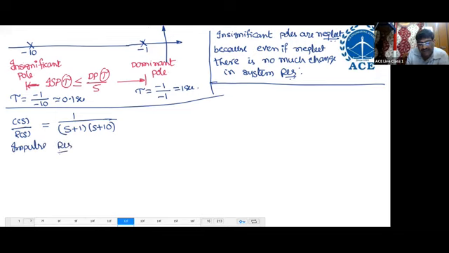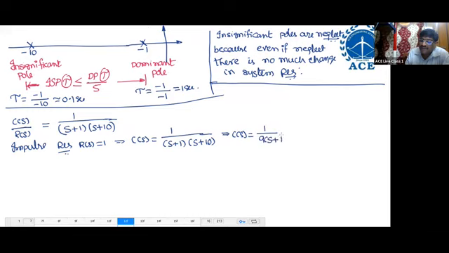Impulse response. So that means R of S is 1. Then C of S becomes what? C of S equal to 1 by (S plus 1)(S plus 5). Partial fractions you find out. S plus 10 equal to 0, S equal to minus 1. Substitute minus 1 here. Minus 1 plus 10 means 9. So 1 by 9 into (S plus 1).